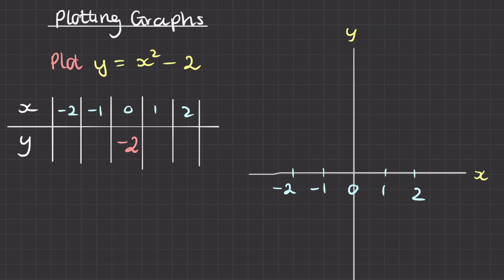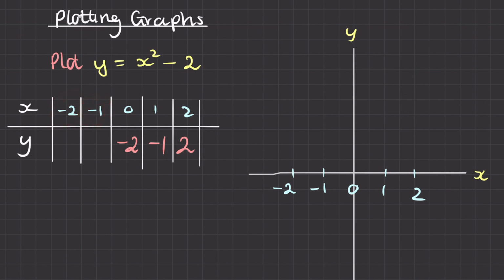What about if x is 1? So 1 squared -2 is, well, 1 squared is 1, -2 is -1. What about the next one, when x is 2? I've got 2 squared -2. So 2 squared is 4, -2 is 2. Lots of 2's, isn't there? Let's go back to some of these negatives, because negatives can be a bit tricky if we make a mistake.